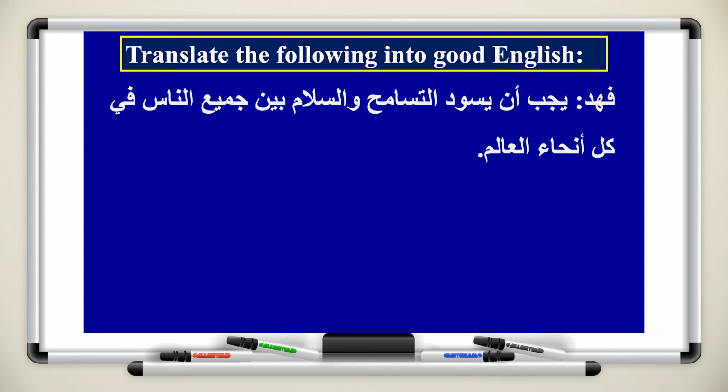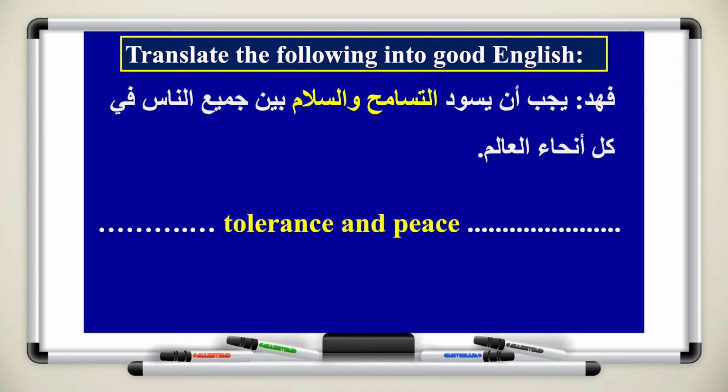So we have the word تسامح, which means tolerance, and السلام, which means peace. These are key words that could help us translate. So if we translate them alone, we have the words tolerance and peace.